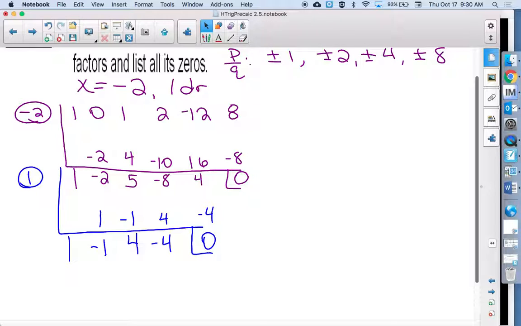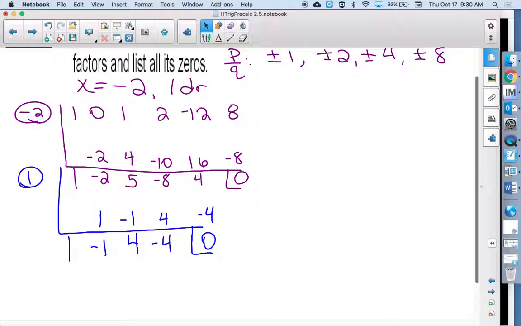And you should get a remainder of 0. So I had x to the 5th, I divided once, I had x to the 4th. I divided twice, I now have x cubed. What do you have to do again? Brenton? Do it again. Yeah, it's a double root.